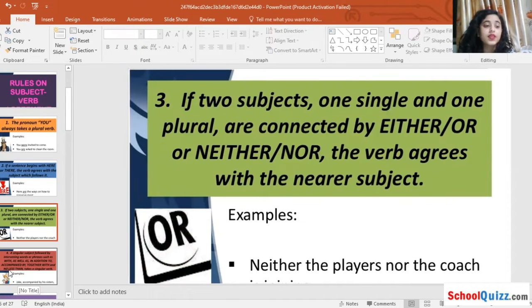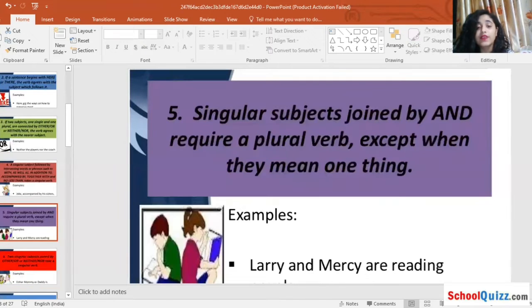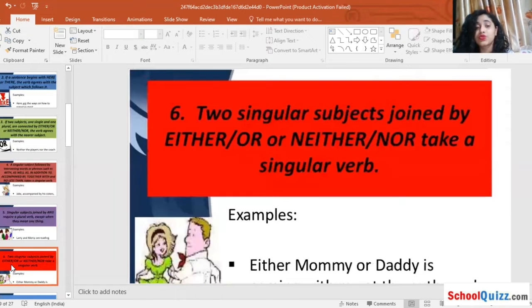The next rule was a singular subject followed by intervening words or phrases such as with, as well as, in addition to, accompanied by, together with, and no less than takes a singular verb. Next, we have studied singular subjects joined by and require a plural verb, except when they mean only one thing. Next, two singular subjects joined by either or neither nor take a singular verb.